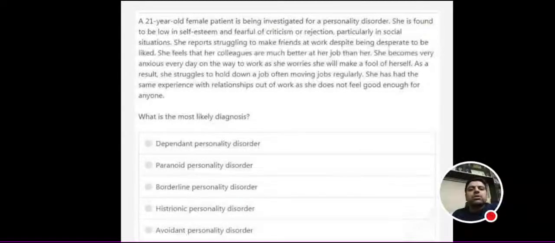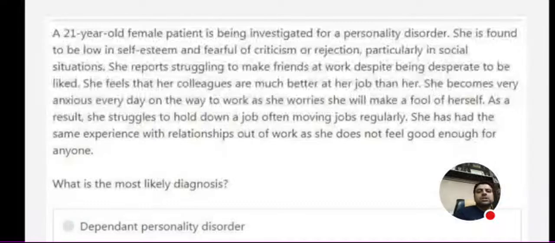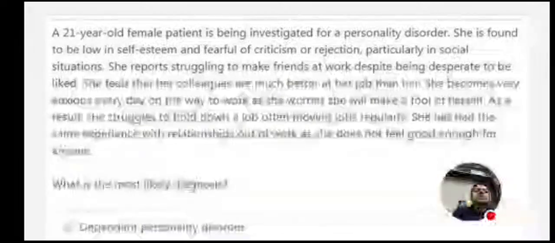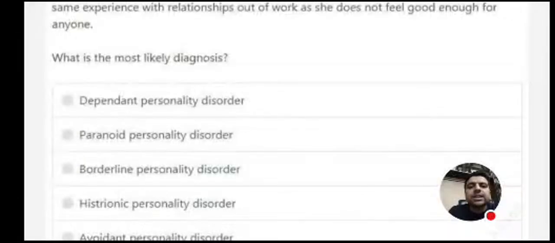Now, a 21-year-old female being investigated for a personality disorder. She is found to be low in self-esteem and fearful of criticism or rejection, particularly in social situations. She reports struggling to make friends at work despite being desperate to be liked. She feels that her colleagues are much better at her job than her. She becomes very anxious every day on the way to work as she worries she will make a fool of herself. As a result, she struggles to hold down a job, often moving jobs regularly. She has had the same experience in relationships out of work as she does not feel good enough for anyone. What is the most likely diagnosis?